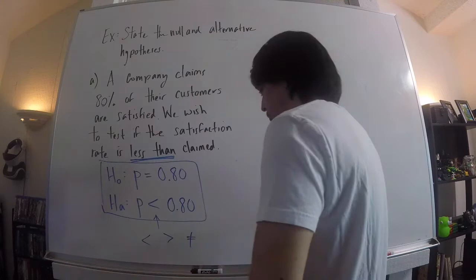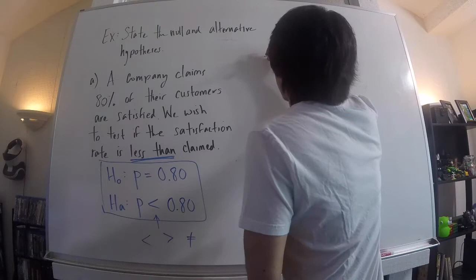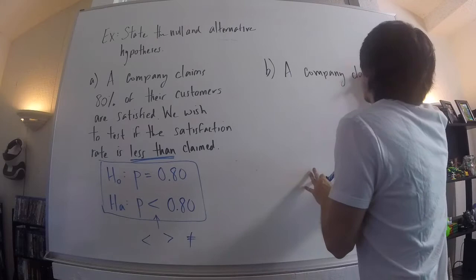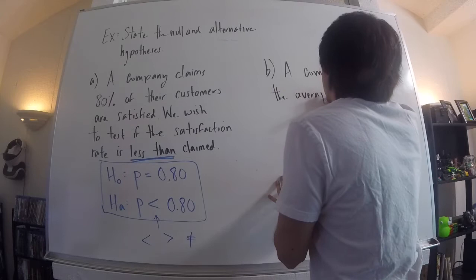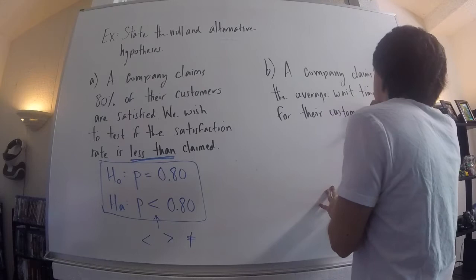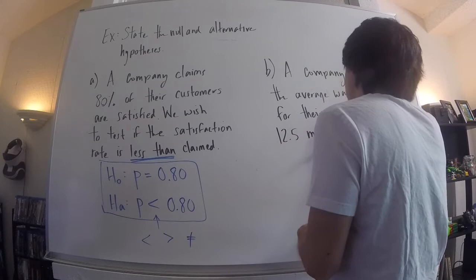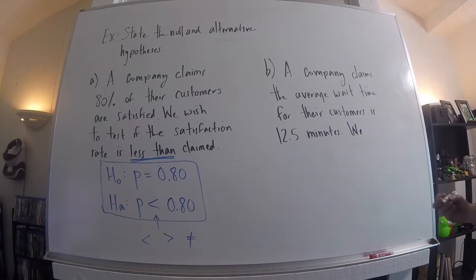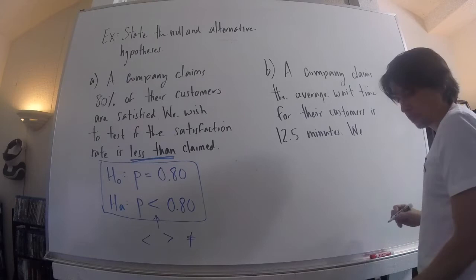Let's do another one. A company claims the average wait time for their customers is 12.5 minutes. And we could test if it's less than that or not equal to that, but usually, longer waits are worse, and so a company who's prone to lying or making stuff up will probably understate their wait times.